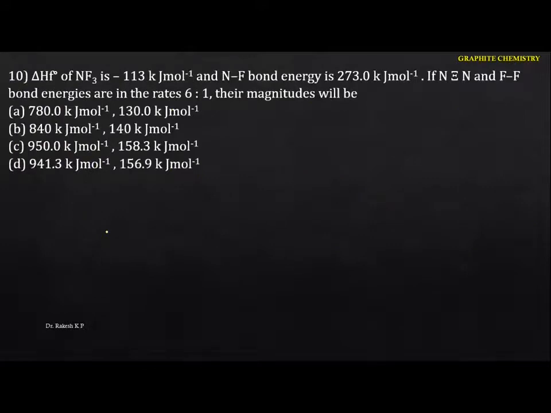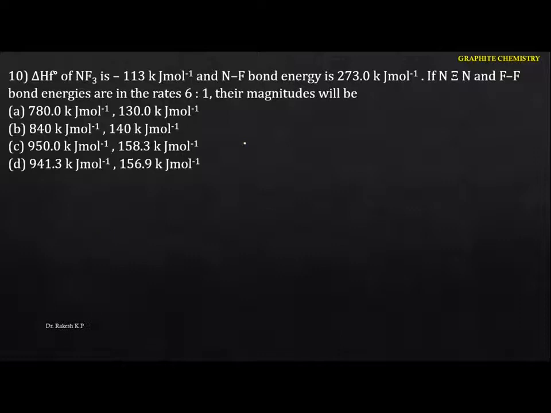The enthalpy of formation of nitrogen trifluoride is minus 113 kilojoule per mole, and the nitrogen to fluorine bond energy is 273.0 kilojoule per mole. If nitrogen to nitrogen and fluorine to fluorine bond energy are in the ratio of 6:1, their magnitudes will be.